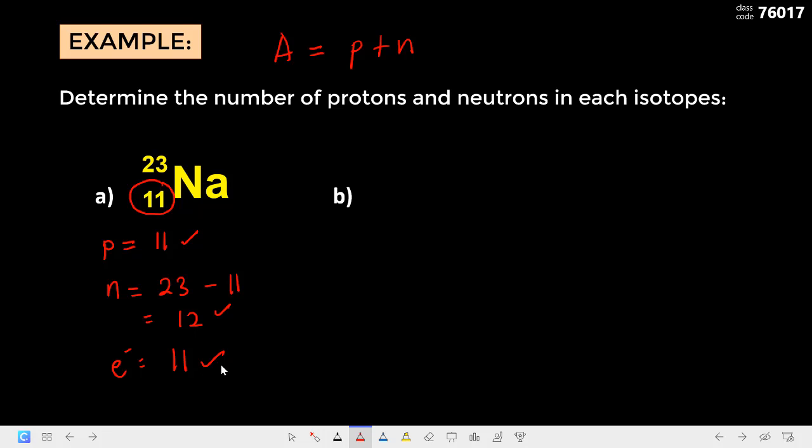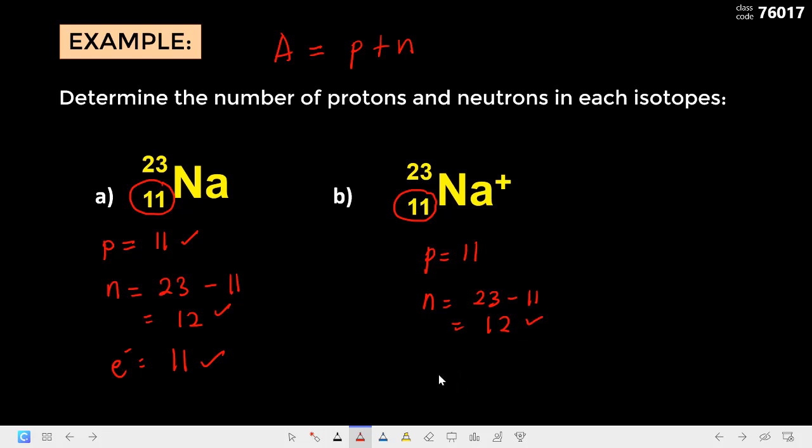The second example, sodium ion. So given to you the isotope notation for sodium ion, Na+. So how many protons in sodium ion? So kalau proton, walaupun dia ion, proton dia tidak akan berubah. Proton berada dalam nukleus, so dia tidak akan berubah. So proton still 11. Neutron pun berada dalam nukleus, so 23 minus 11, which is equal to 12.